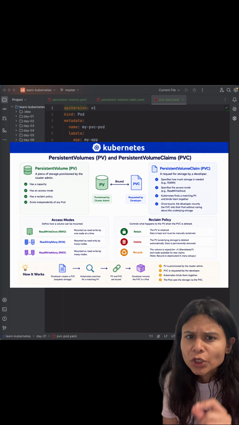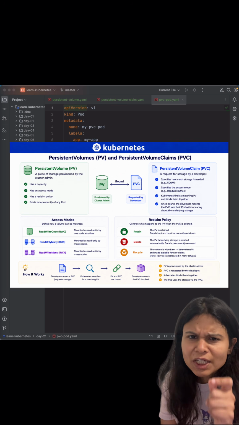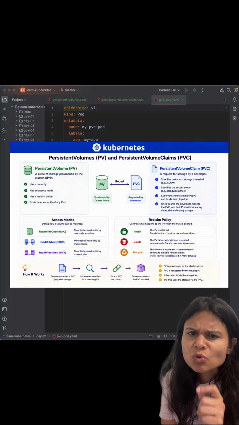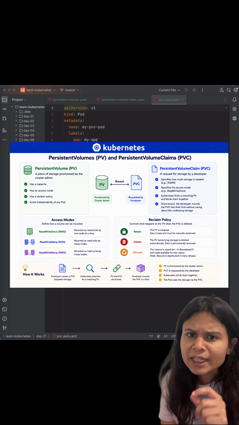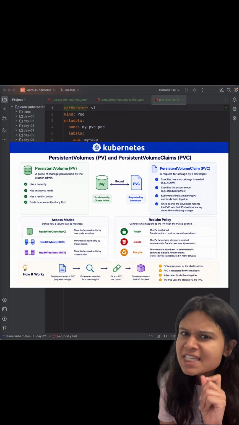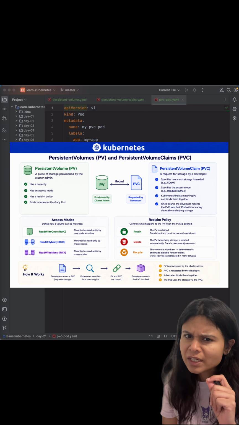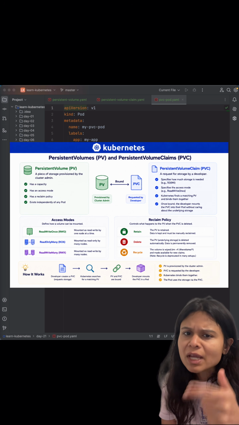Access modes are important to know. ReadWriteOnce: mounted by one node at a time. ReadOnlyMany: mounted by many nodes as read-only. ReadWriteMany: mounted by many nodes for reading and writing. Reclaim policy controls what happens to the PV when the PVC is deleted. Retain keeps the data. Delete removes it. Recycle wipes it and makes it available again.